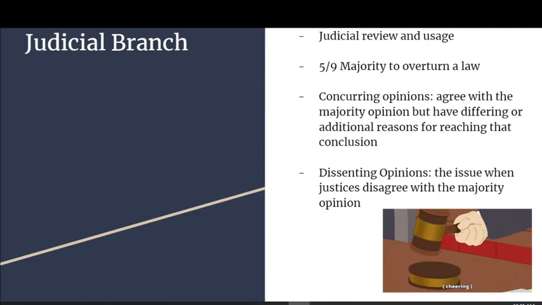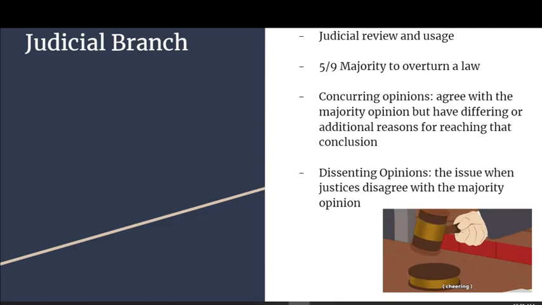And now we need a 5 out of 9 majority in the Supreme Court to overturn a law. So at least 5 of the 9 justices who serve today must agree on a majority opinion for a decision to uphold or overturn a law. And now we get to 2 vocab words: concurring opinions and dissenting opinions.